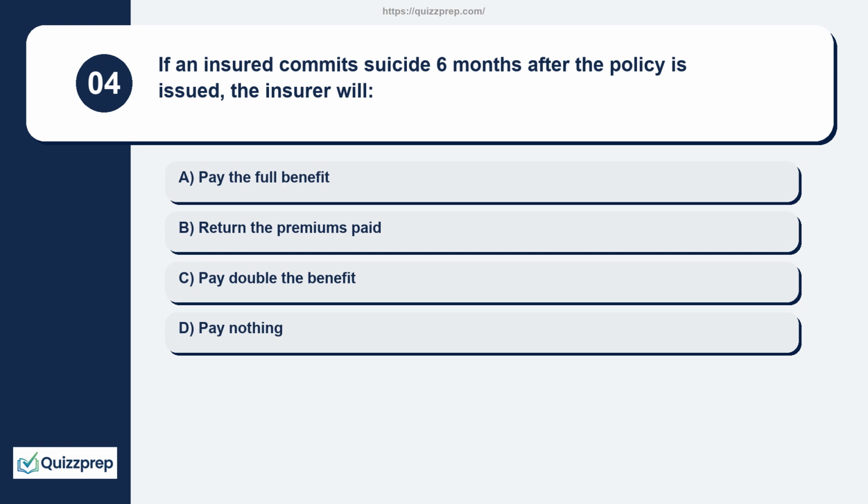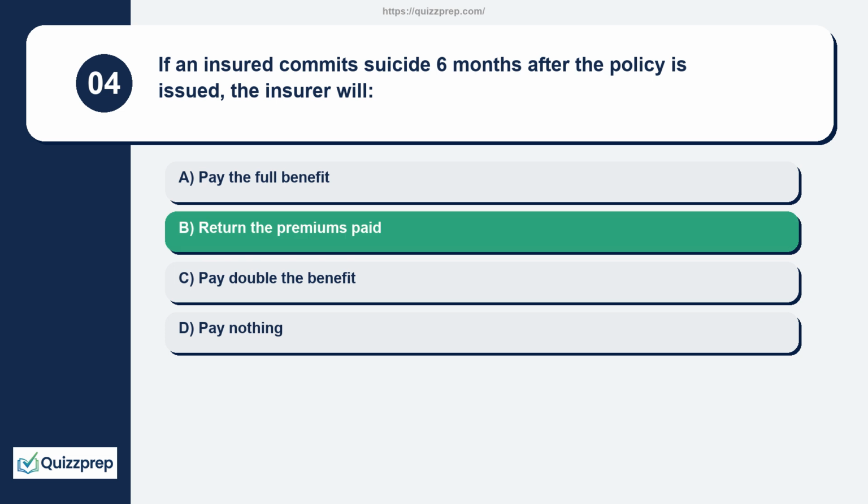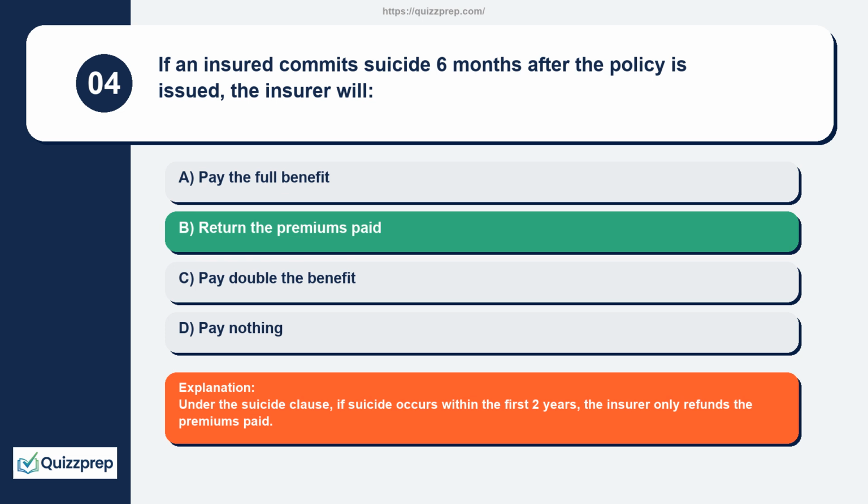Question 4. If an insured commits suicide 6 months after the policy is issued, the insurer will pay the full benefit, return the premiums paid, pay double the benefit, pay nothing. Under the suicide clause, if suicide occurs within the first 2 years, the insurer only refunds the premiums paid.